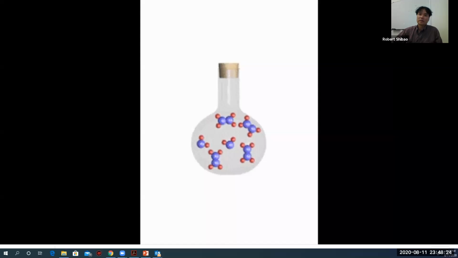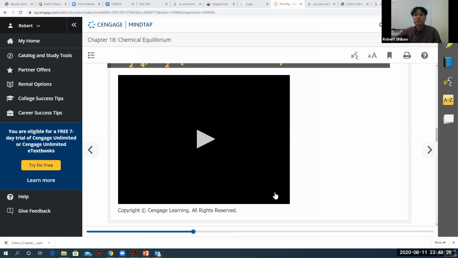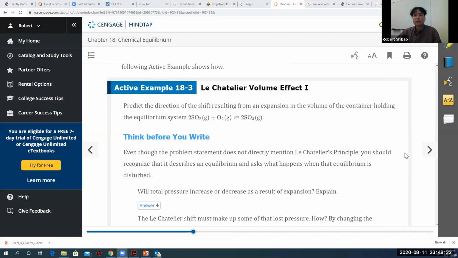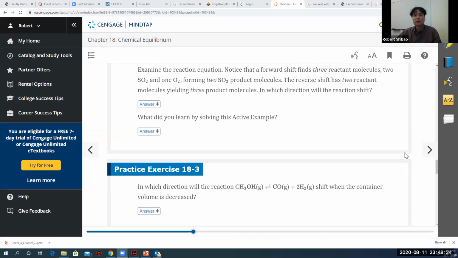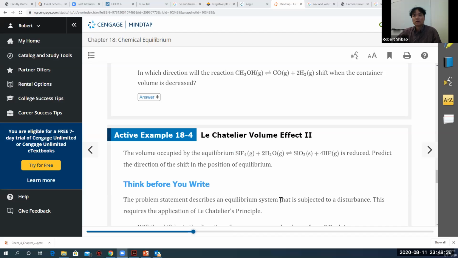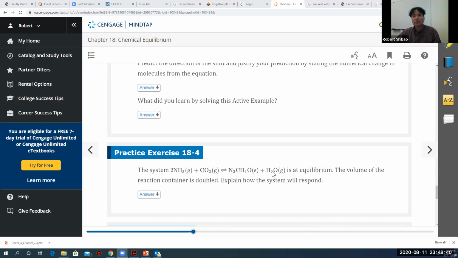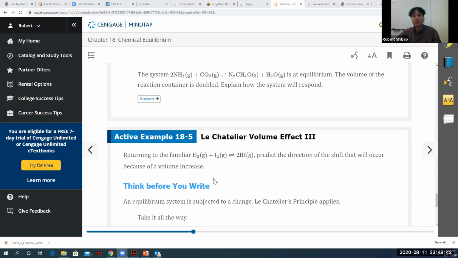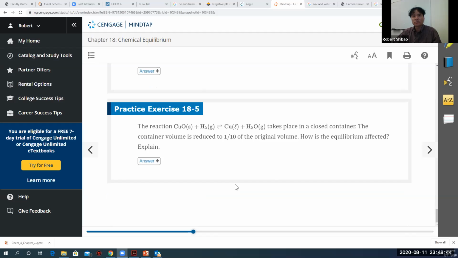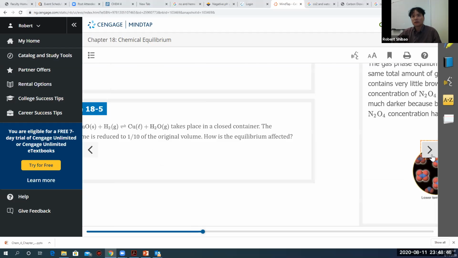Okay, the reverse, they should have showed the reverse one too. That would have been good, where you increase the volume and then you can increase the number of molecules. So we'll look at the end of the chapter ones. These in the chapter ones you can do here.